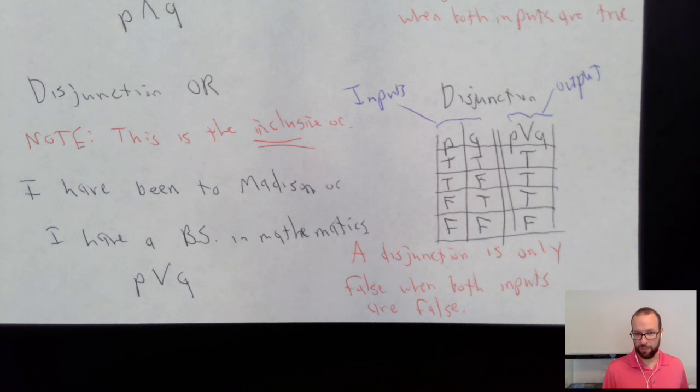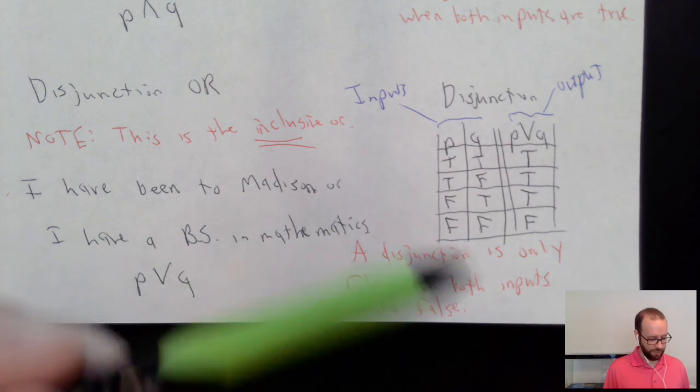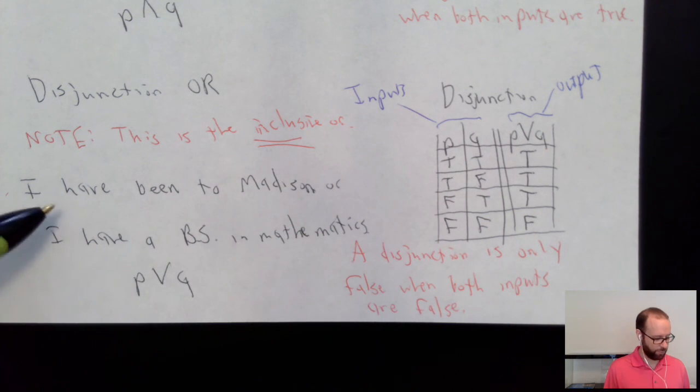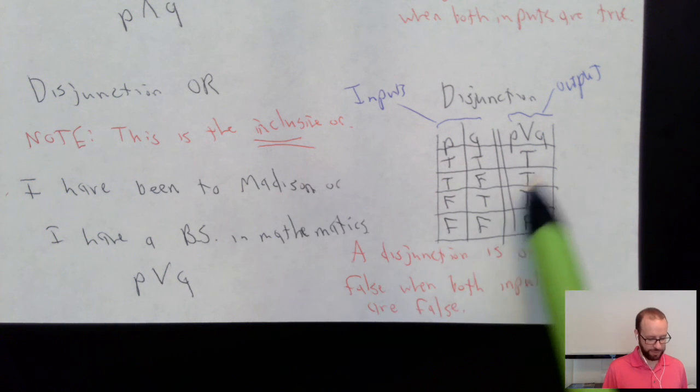So, for any person, if they make this statement, they fall into one of these 4 rows because each piece is either true or false. We can find the truth value of this statement by looking at this disjunction table.